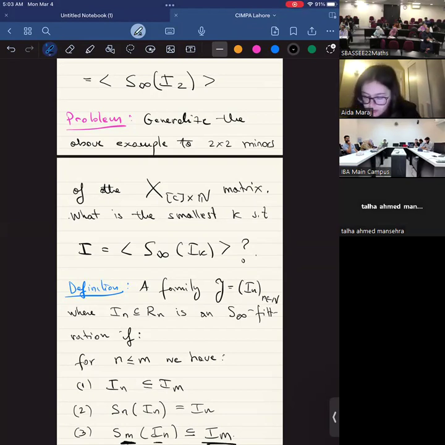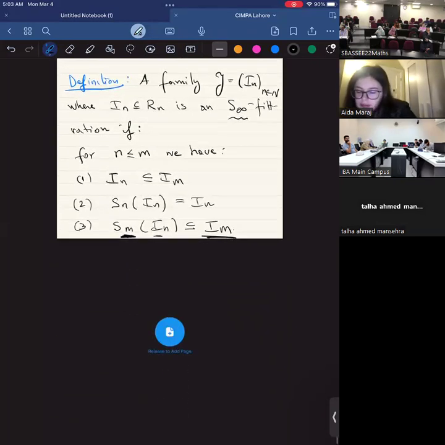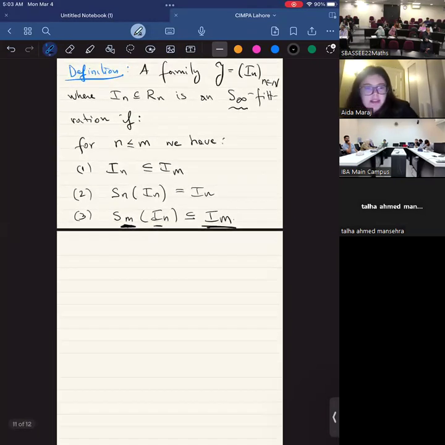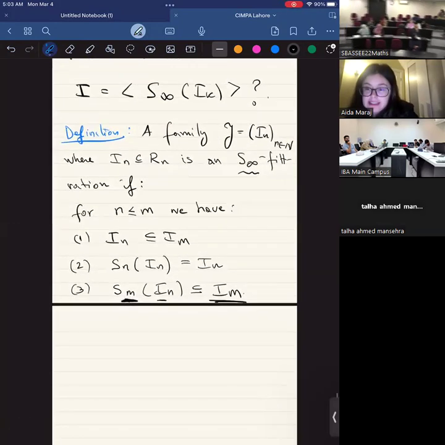Now, I wrote this definition in terms of S-infinity, but it can be written for any action that we apply on our algebraic object.